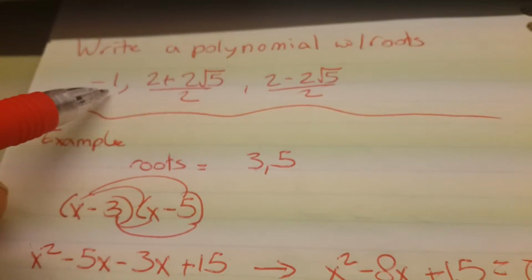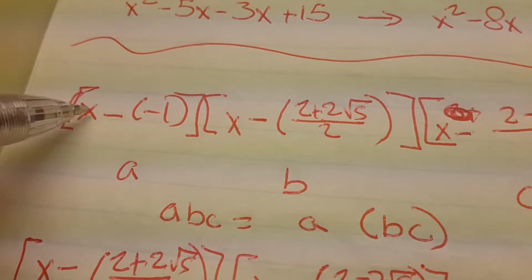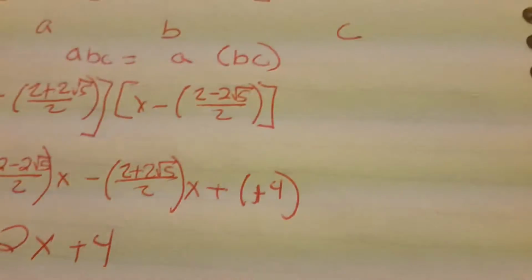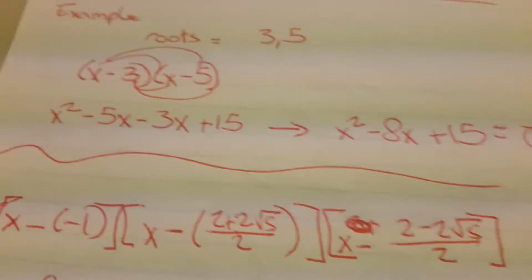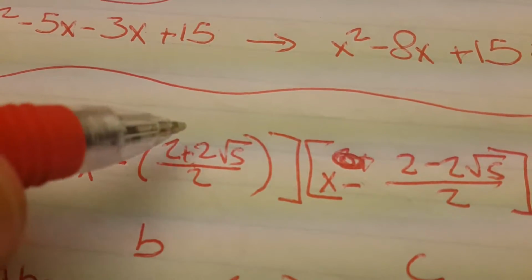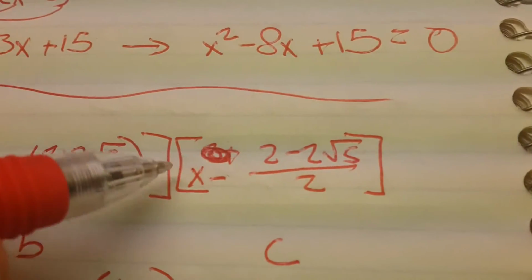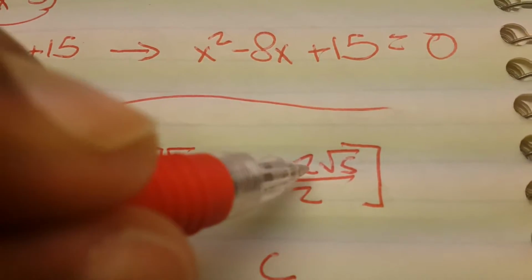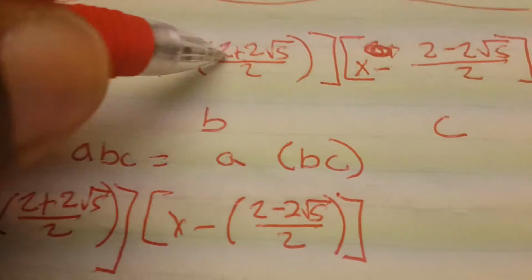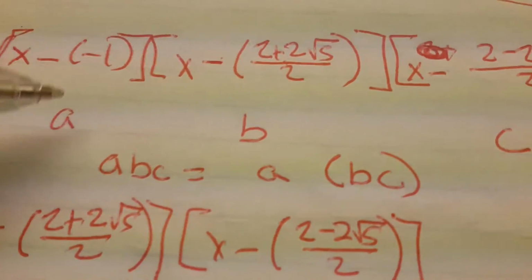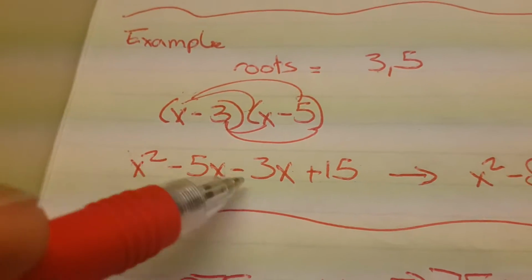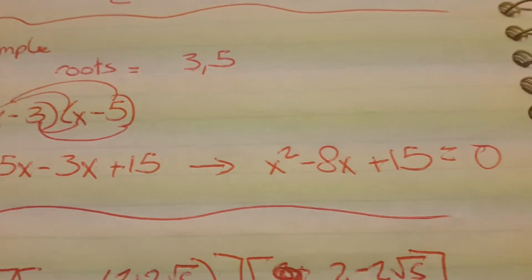So we do the same thing with our ideal roots. So we have x minus -1, x minus (2 plus 2 root 5) over 2, and x minus (2 minus 2 root 5) over 2. If we call this term A, this term B, and this term C, what we're trying to find is A times B times C. That's what we did here: we did A times B, and that's our answer.